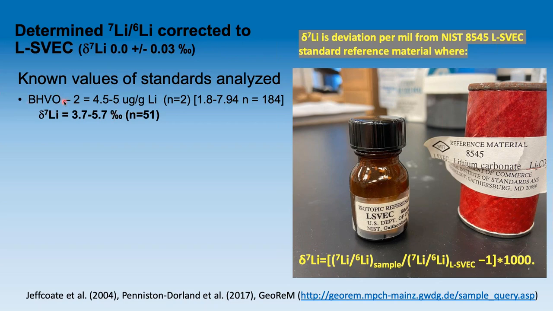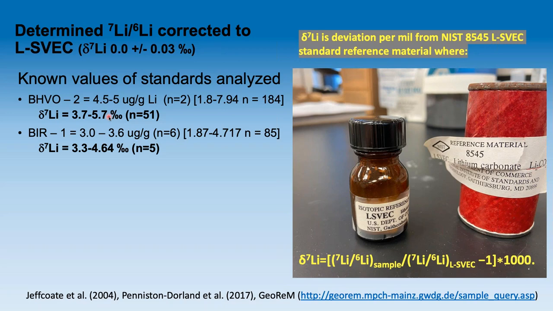So we compare it to BHVO. These are known values. BHVO is a basalt from the Hawaiian Volcano Observatory. It is a lava from Hawaii, very simply put. They collected a whole big pile of it and analyzed it. We could see that we have 4.5 to 5 ppm of lithium in this rock, based off of a whopping two analyses. If we consider all the analyses that have ever been done, it's 1.8 to 7.94. That's a much larger range. We have a lithium isotopic value between 3.7 and 5.7 based off of 51 analyses.